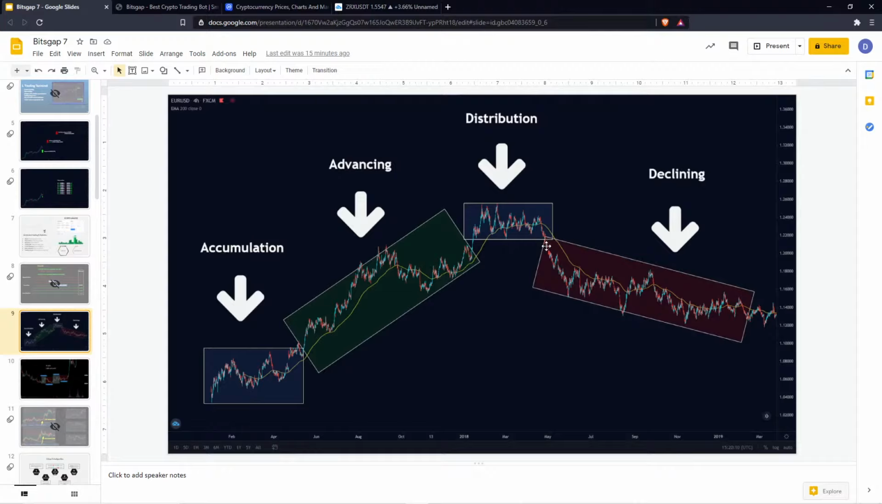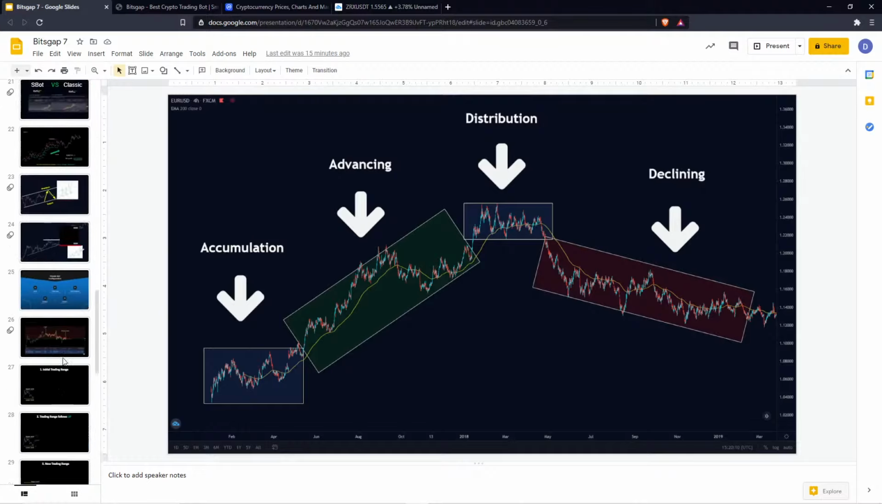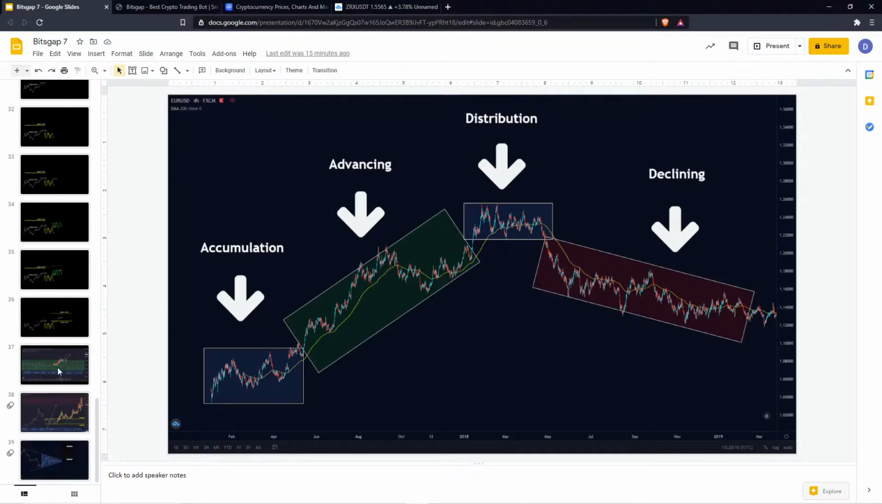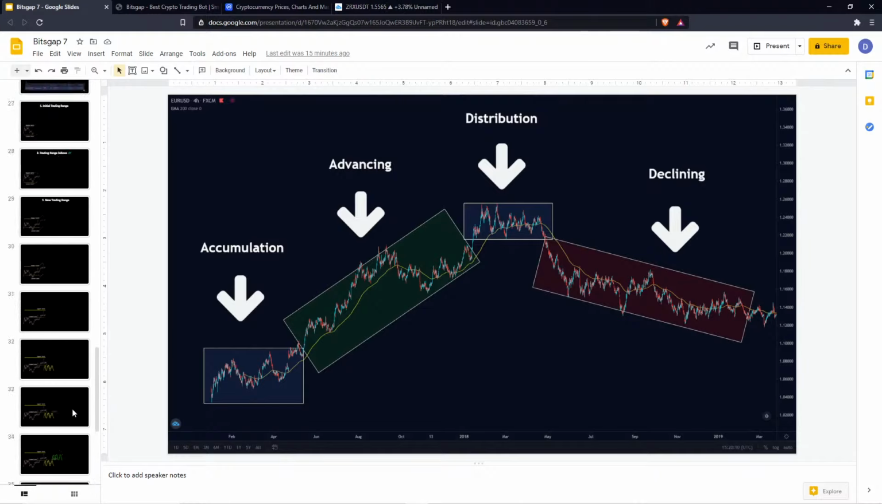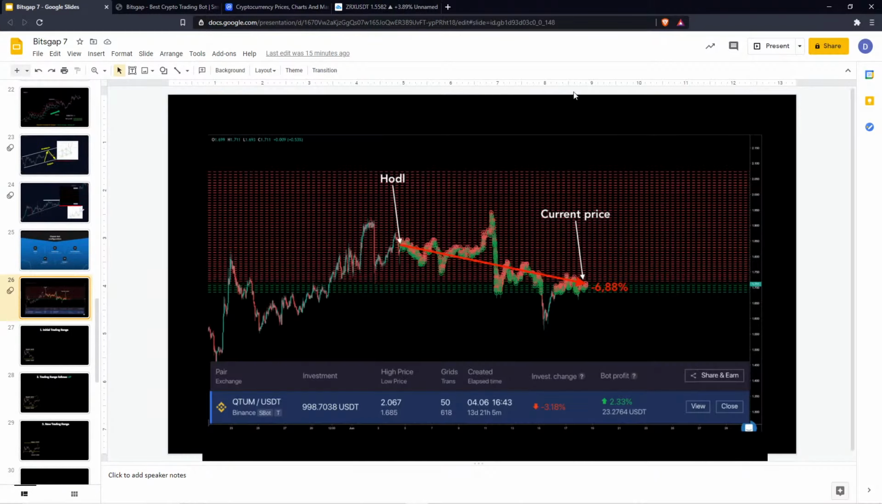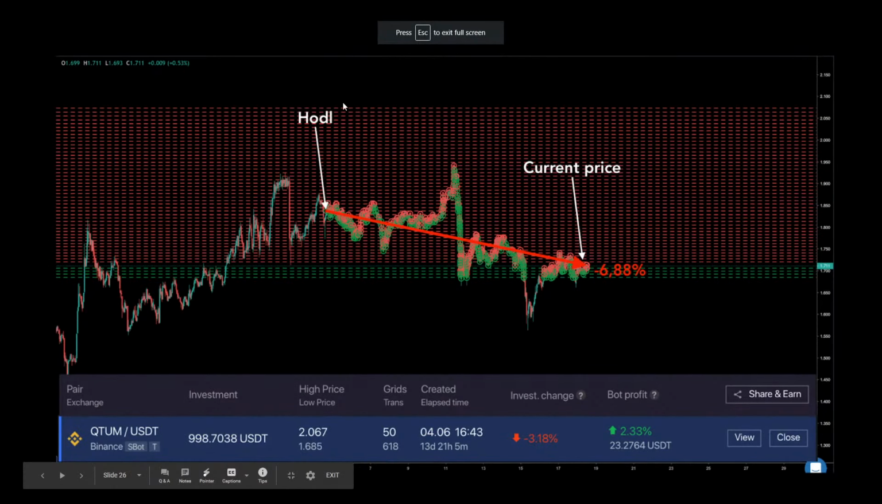Of course, you don't want to trade on the declining market, but even on the declining market, if you were, let's say, unfortunate to predict the price direction and the market started to move downwards instead of continuing the rally, then even on the downfall, bots perform better compared with an ordinary hodl strategy. So you see here, that's an example.